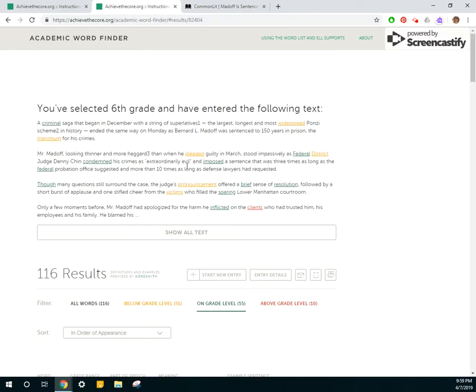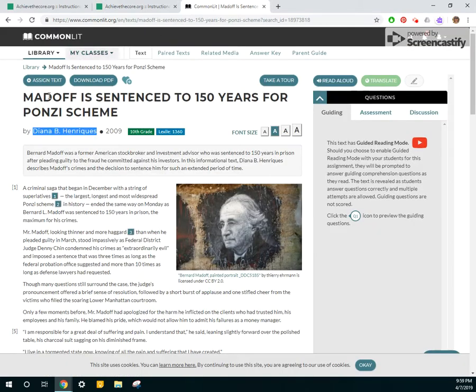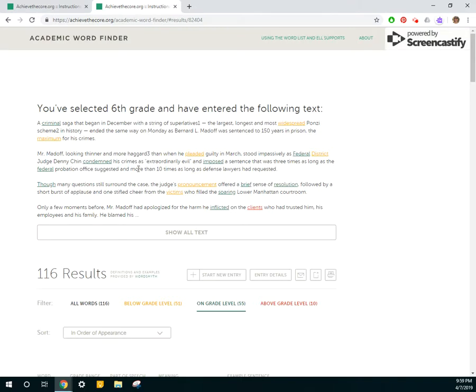But this tool is a really good way to figure out if the text you want to use is on an appropriate level. Now I'm using stuff off of CommonLit, so it's already sorted to a grade level at a certain point. But if you're using an article off of, say, BBC or PBS, you want to know whether or not your students can access it. So this is a great tool to use to help support your EC and ELL students.